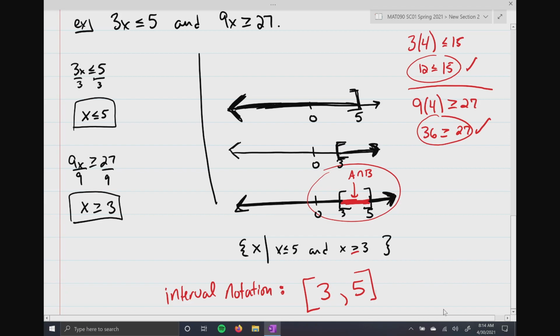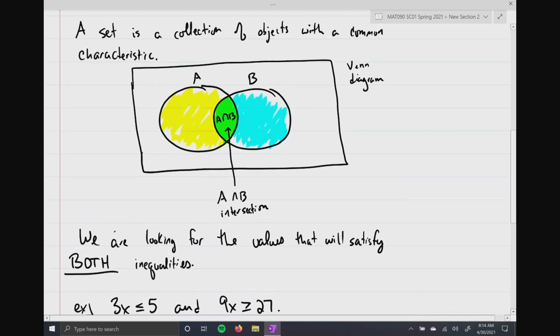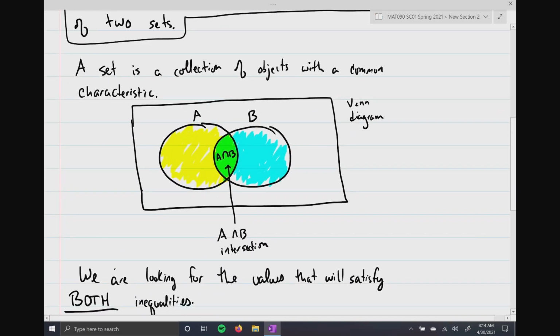Okay? So this, like I said, this whole idea with the word and, all right, when you're combining statements or combining inequalities, the word and means intersection. You are looking for values of x that satisfy both. You are looking for that middle part right there in between the two sets.